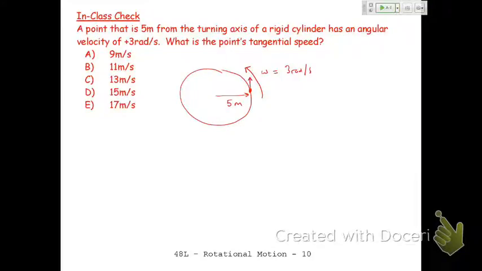I'm going to draw my tangential speed as a VT. So I simply say, okay, well, in that case, VT equals omega r. Angular, put the r at the end. So I want VT, so this is not so bad. VT is equal to 3 times 5, which equals plus 15 meters per second. So there we have it. Plus 15 meters per second. Not so bad.